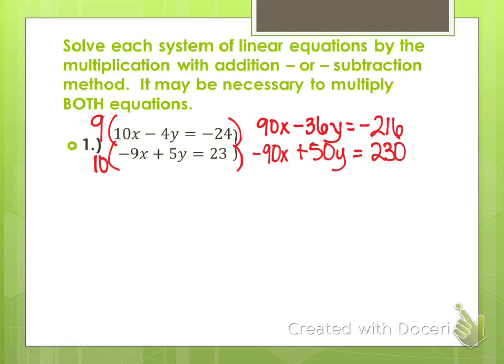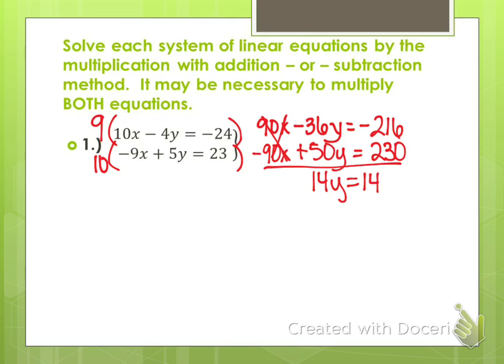Okay. Now, when we go to combine our equations, what happens to our x variable? It cancels out, which is good. That's what we decided we wanted to happen from the beginning. If you do this step and nothing cancels out, then something went wrong. Now we combine negative 36y with 50y. Not 24. 14, good. 14y equals negative 216 plus 230, which is also 14.